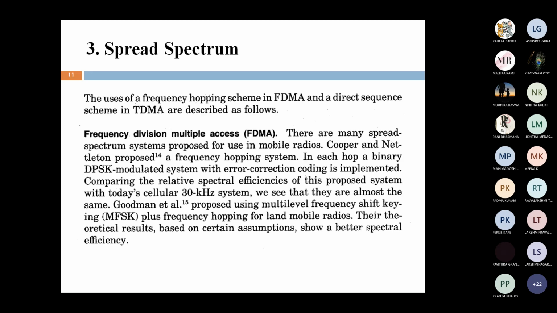Next, the third one is spread spectrum. Spread spectrum is the spreading of the signal. A large amount of carrier bandwidth is available, while only a small amount of narrowband input message signal is available. At that time, we have to spread the signal. Spreading the signal by using this technique is called the frequency hopping scheme. Now we are applying frequency hopping in TDMA and FDMA techniques.